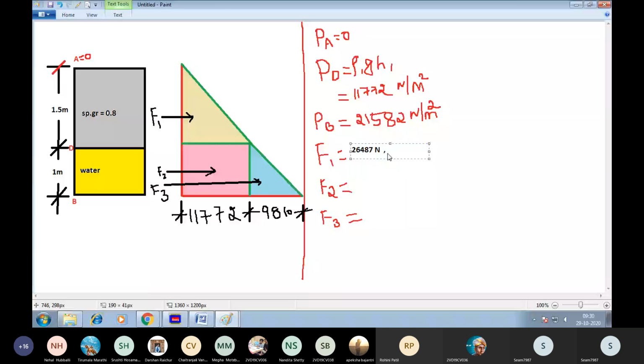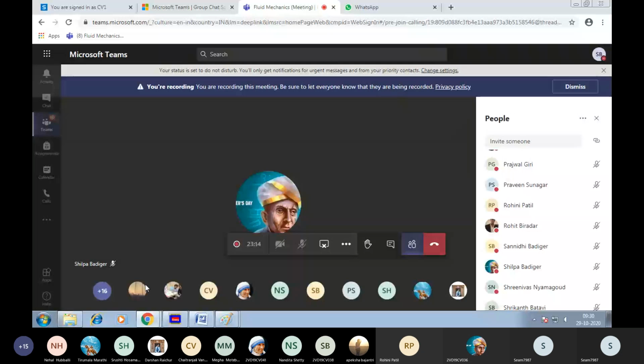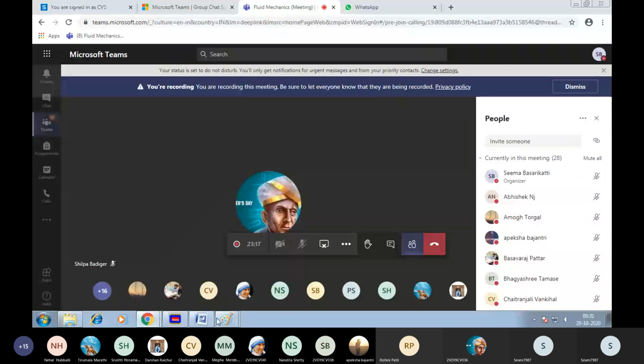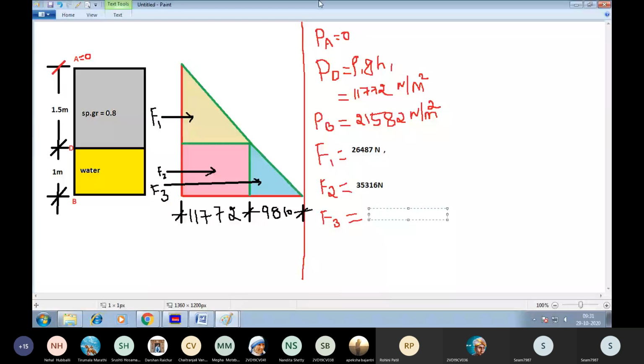What about F2? 35,316, ma'am. 35,316. Is there any other answers apart from this? What about F3? 14,715, ma'am.